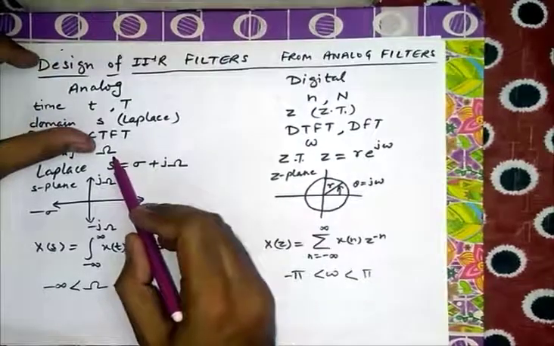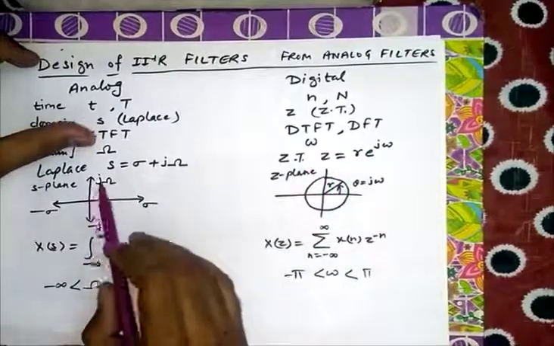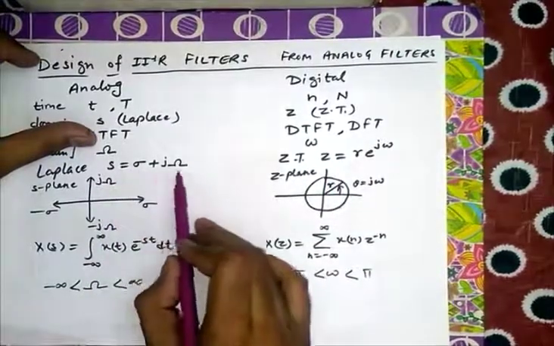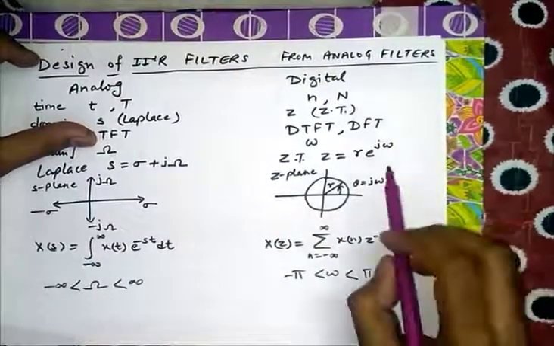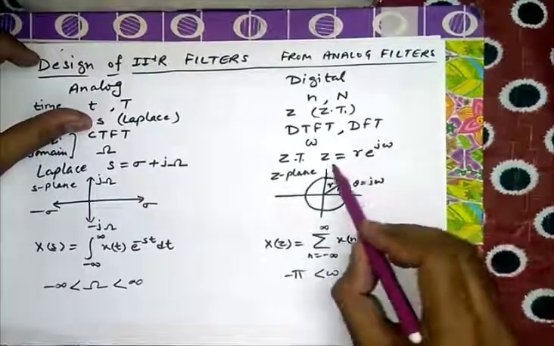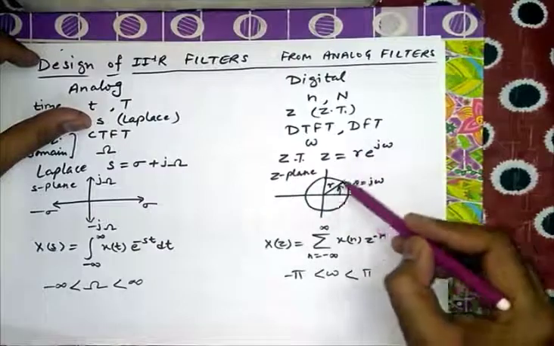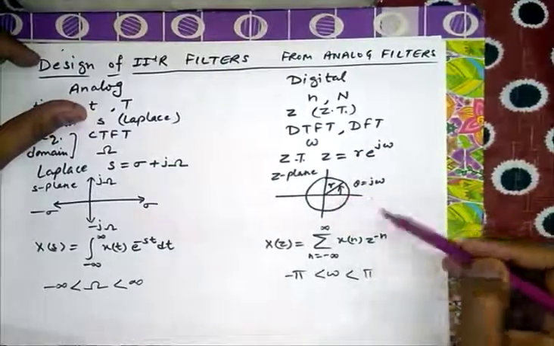We represent frequency in the analog domain by omega. In the Laplace domain, you know that S is equal to sigma plus j omega. That is a complex plane having real and imaginary axes. Whereas in the Z domain, it is angular motion, that is Z is equal to R e raised to the power j omega, where R is the magnitude, the radius of the circle, and omega is the angle.